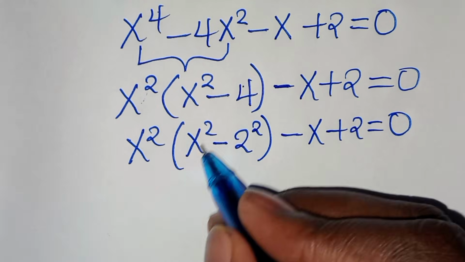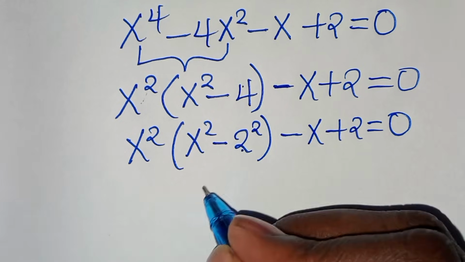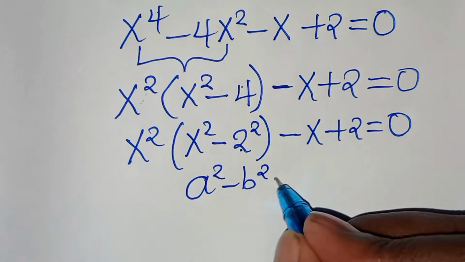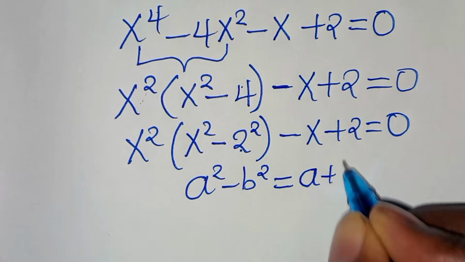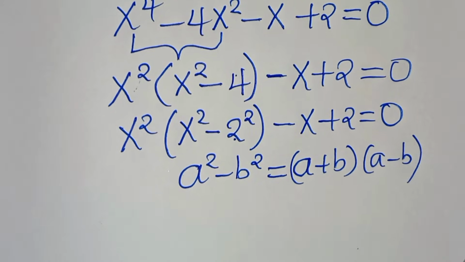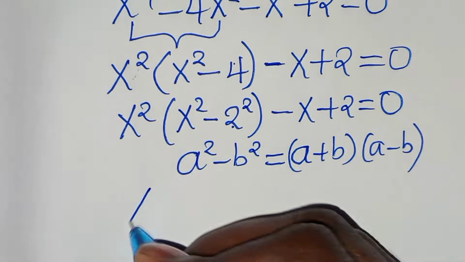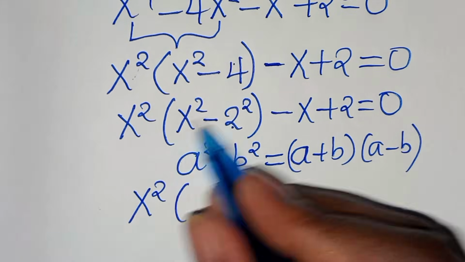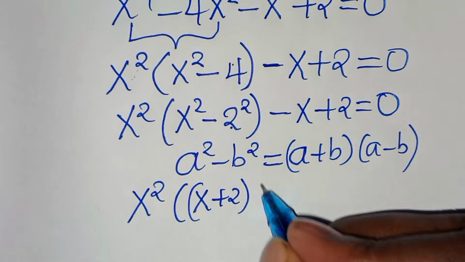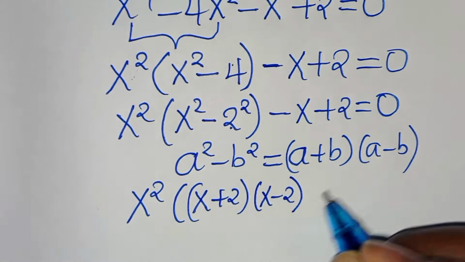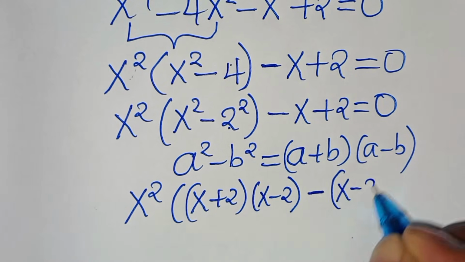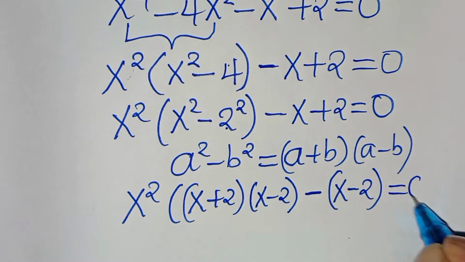Now we have x² − 2², which is in the form a² − b². This is the difference of two perfect squares that we can express as (a + b) multiplied by (a − b). So now here we have x² times (x + 2)(x − 2), then minus x minus 2, equal to 0.